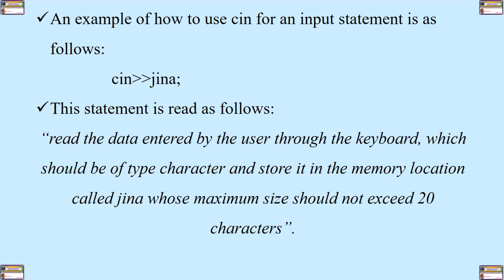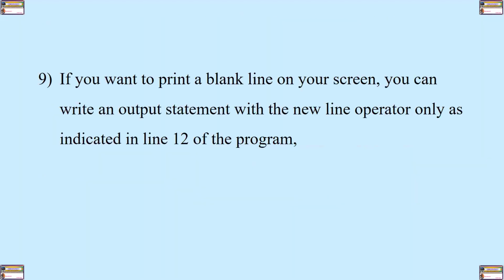What about if you type more than 20 characters? What will happen? The compiler, because the memory is set aside for a maximum of 20 characters, the extra characters will be ignored. So the cin operator or cin statement is mostly used for reading whatever is being entered through the keyboard and storing it in the already set aside memory location, what we are calling a variable.